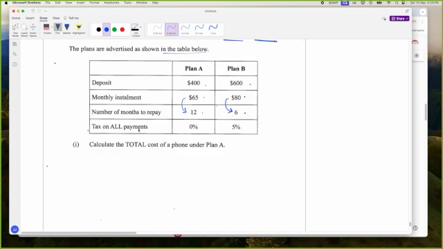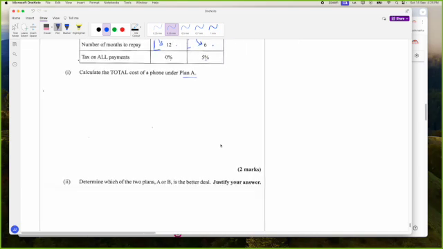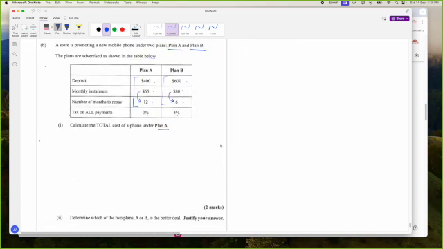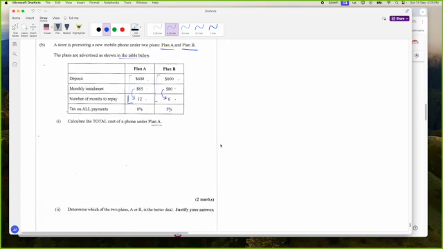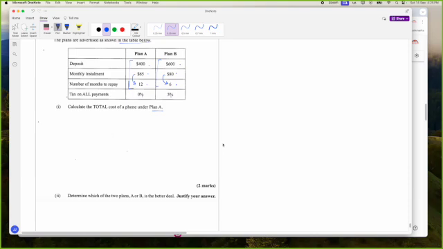And the tax on all the payments. So the total payment here, you'll have to pay a tax on it, 0% tax here, but 5% tax on your total payment here. Calculate the total cost of the phone under Plan A. That's the first question. Determine which of the two plans is a better deal. So here what is the last question? The last question of the day.